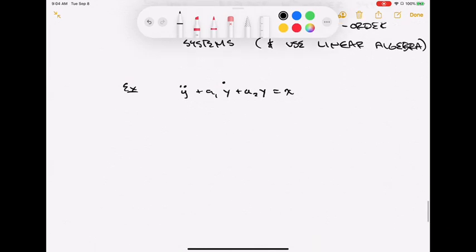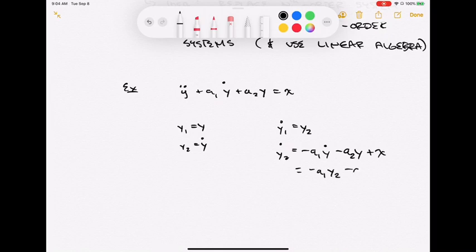I could also do something like this. I could come up with a variable y1 being equal to y and another variable y2 equaling y dot. These are something called the state variables. And what I can find out then is that y1 dot equals y2 and y2 dot is equal to minus a1 y dot minus a2 y plus x. This is just using the relationships, or definitions, of y1 and y2 in the original differential equation. You can look through the details later if you want. That's minus a1 y2 minus a2 y1 plus x.